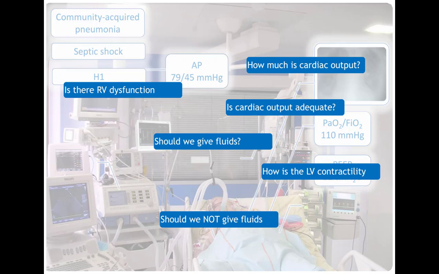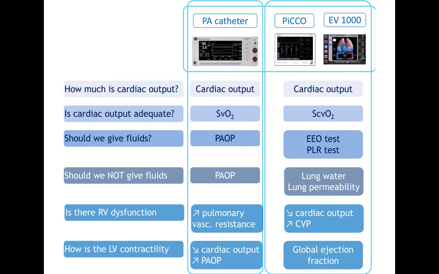So these are the questions which it is going to answer. How much is the cardiac output? Is it adequate? Should we give fluids? How is the LV contractility? Is there any RV dysfunction? And should we not give fluids? So both the questions need to be answered. Should we give fluids? And second question, should we not give fluids? Not giving fluids will be guided by extravascular lung water. Giving fluids, global end diastolic volume and stroke volume variation. Okay, so that's how we're going to decide.